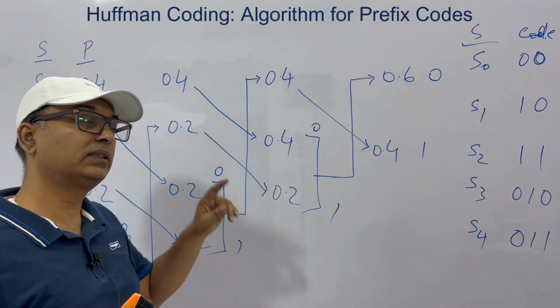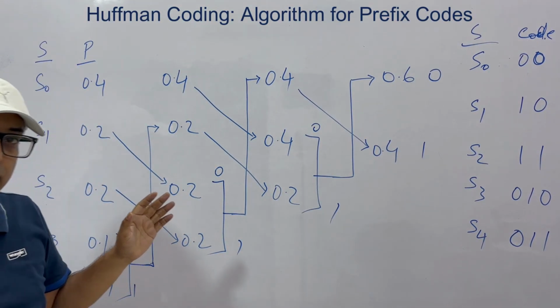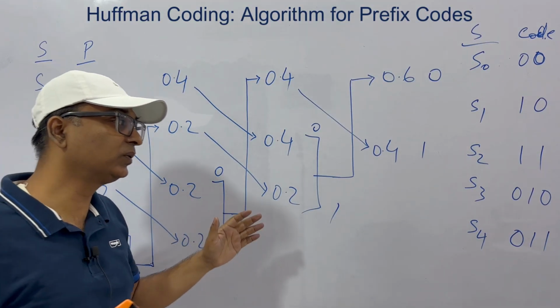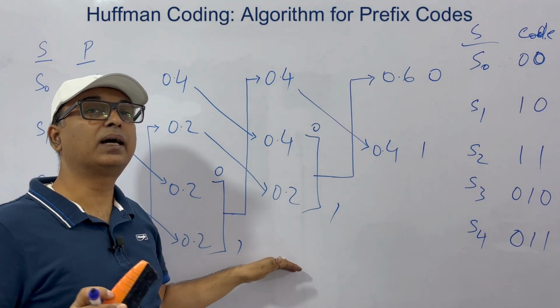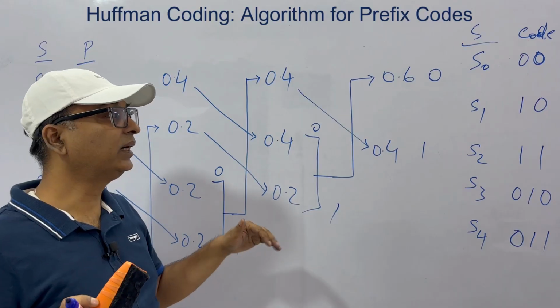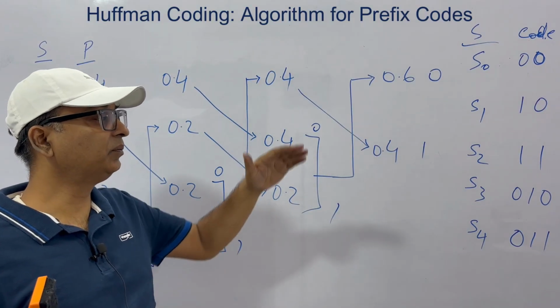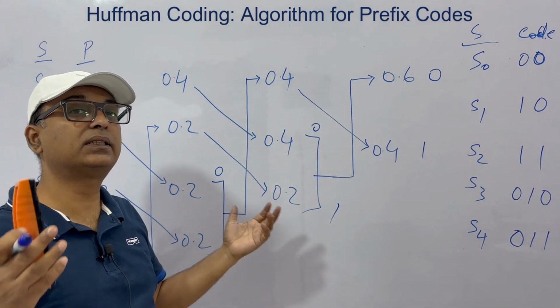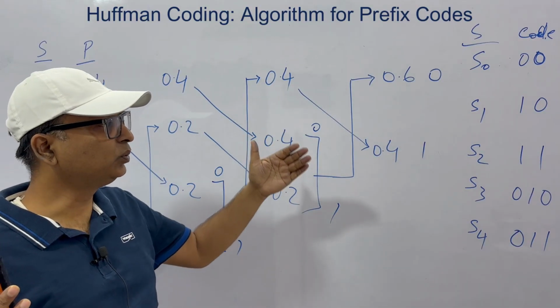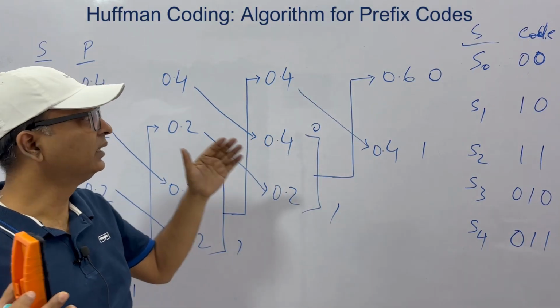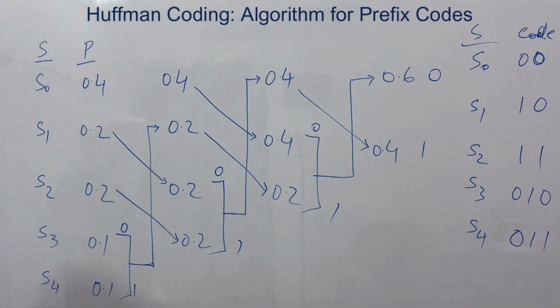You understand the difference? The first time when I was talking of prefix coding, instantaneous codes, I took 4 codes arbitrarily. Why? To make you understand. Now I am telling you how to make such prefix codes. So we do that by using Huffman coding. This is the way we create Huffman coding.